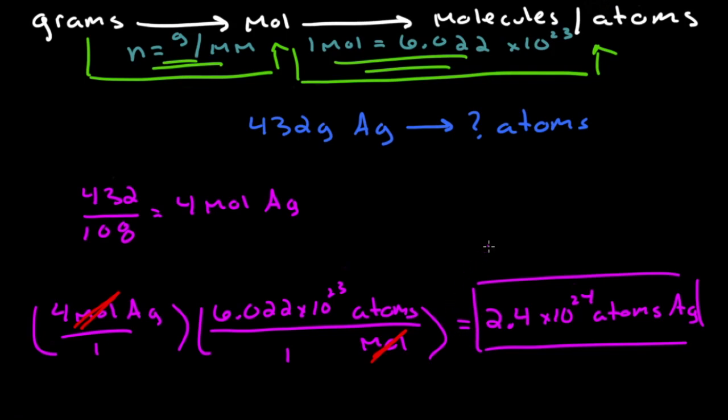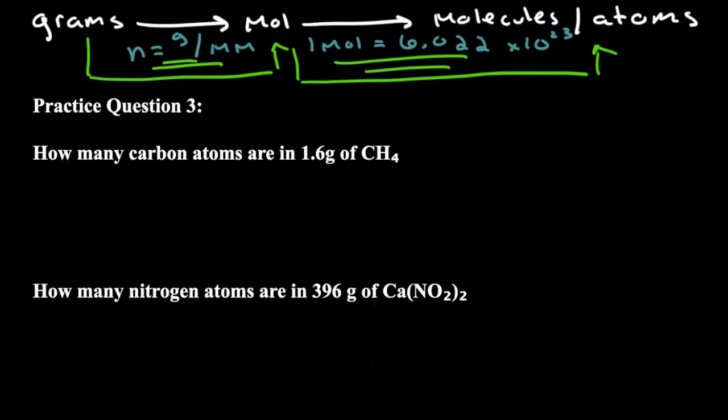So now let's try to do practice question number 3. Practice question 3 says that we have grams of some different molecules, and we want to find a certain number of atoms that are within that molecule. So for this first one, we have 1.6 grams of CH4, and we'll have to first go to a mole using a gram to a mole conversion, and we'll do this equation right here. So we're going to say that we have 1.6 grams divided by 16, which is the molar mass of CH4, and that's going to be 0.1 moles of CH4.